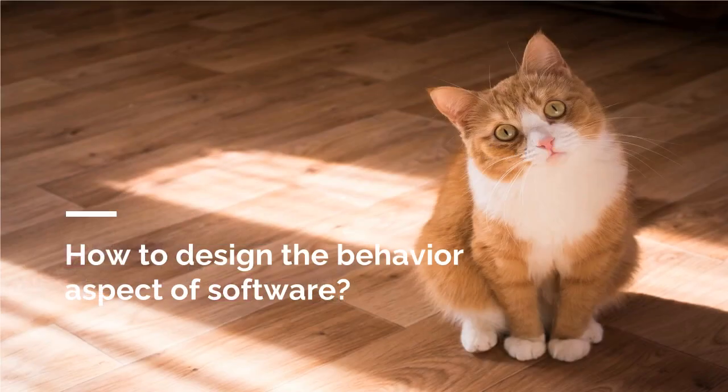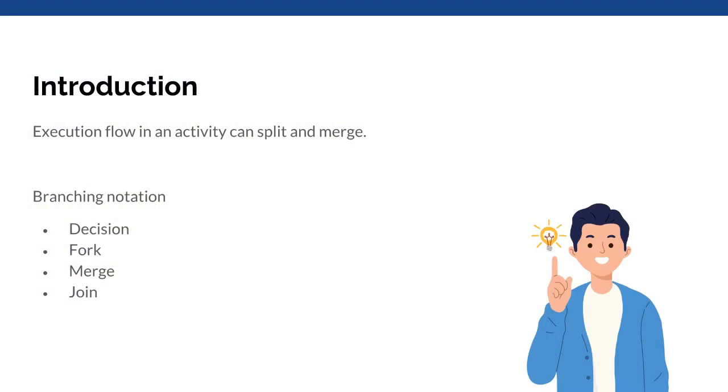How to design the behavior aspect of software. Execution flow in an activity can split or merge. The UML activity diagram provides for branching notations, namely, decision, fork, merge, and join. We will learn each notation one by one.